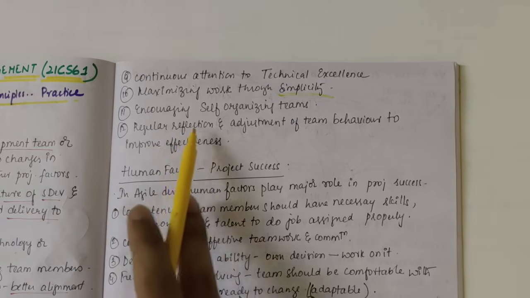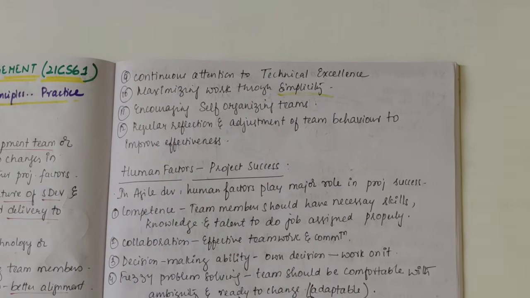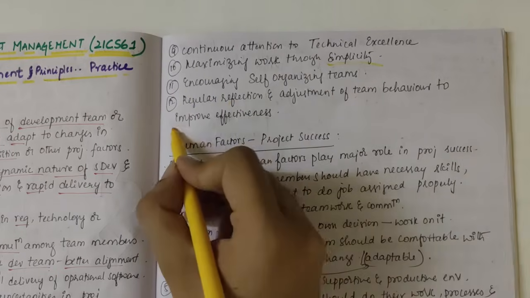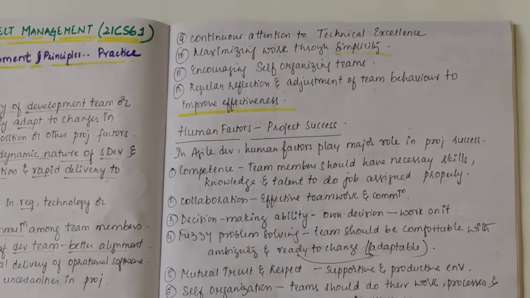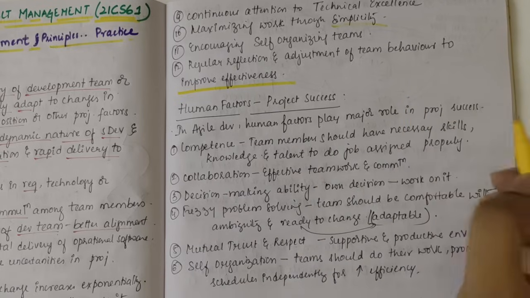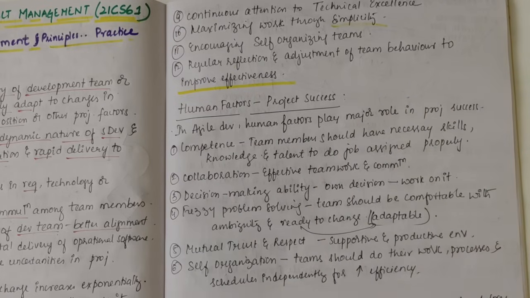The 12th is regular reflection and adjustment of team behavior to improve effectiveness. So by having regular technical reviews, team introspectives, and retrospectives, we can make sure that the team's efficiency is improved. Coming to the next, we have human factors. In agile development, human factors play a major role in project success. So we'll look into the factors one by one.